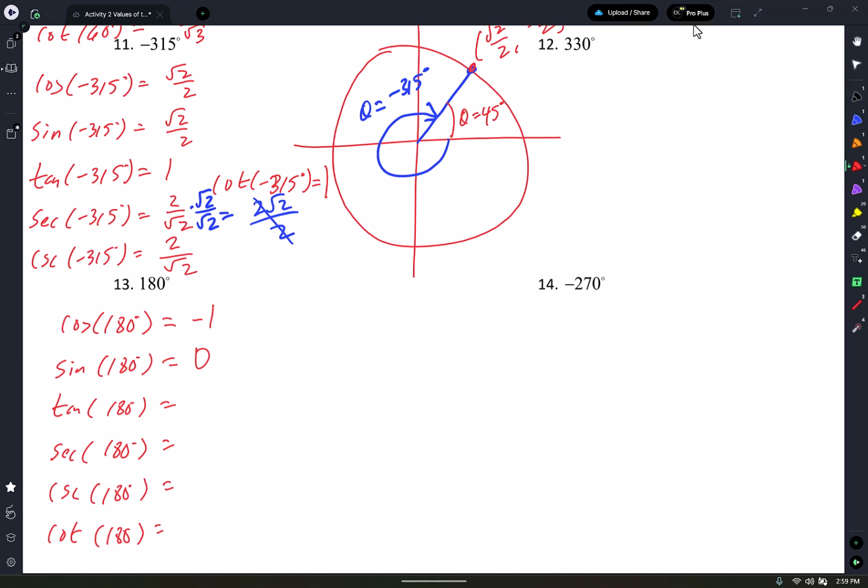Tan of 180. It's y divided by x, so 0 divided by negative 1 is the same thing as 0. Secant of 180. Secant's a reciprocal of cosine. The reciprocal of negative 1 is negative 1. It's a special number, the number 1. Cosecant of 180. Well, 0 doesn't have a reciprocal, so you say undefined. Cotangent of 180. Again, tangent was 0. Does 0 have a reciprocal? No. You can also think about it as x divided by y. 1 divided by 0 is undefined.